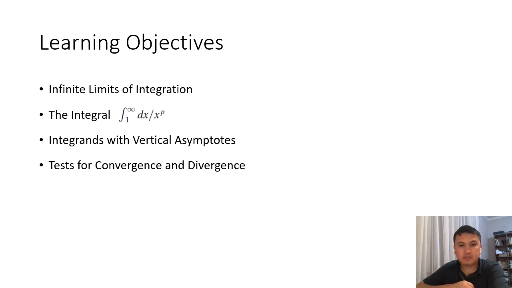The learning objectives are infinite limits of integration, and in particular we'll discuss how we know whether the integral of 1 over x^p exists, for which values of p. Then we'll discuss integrands with vertical asymptotes, the cases when the function blows up. And then we'll discuss tests for convergence and divergence of improper integrals. So let's get started.